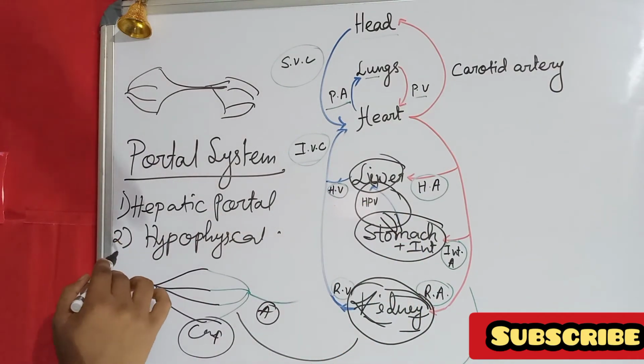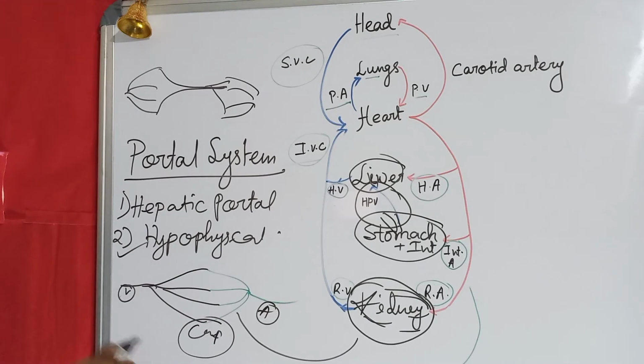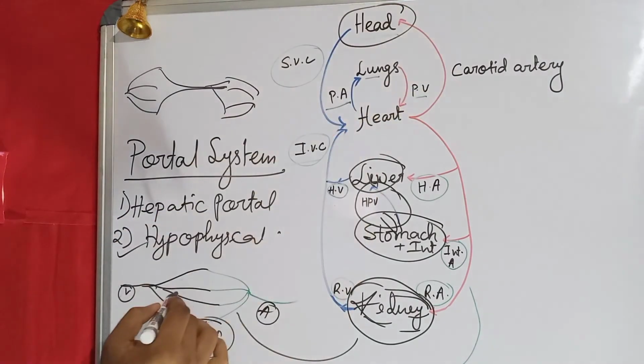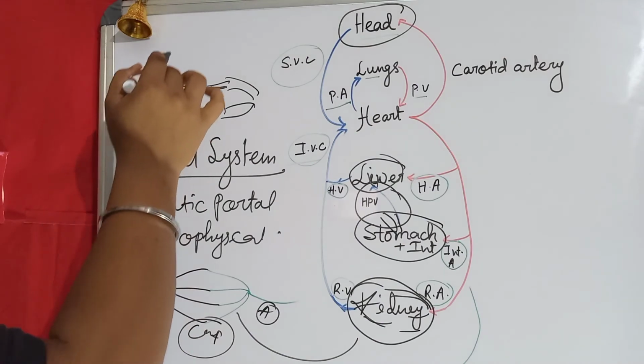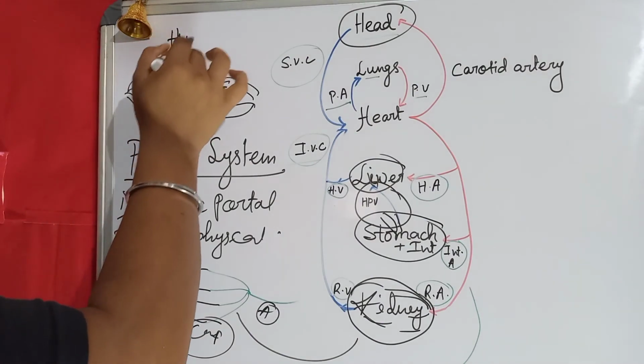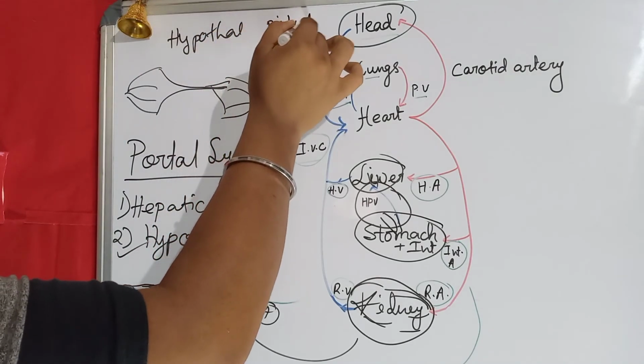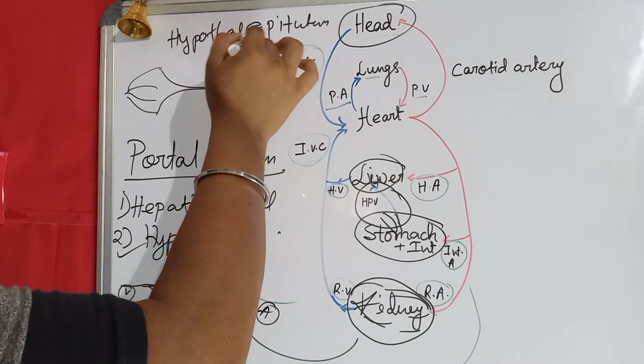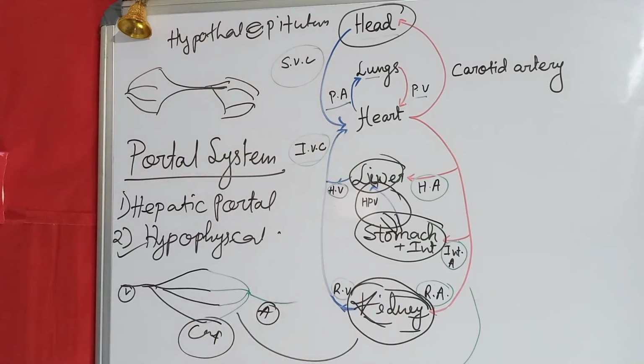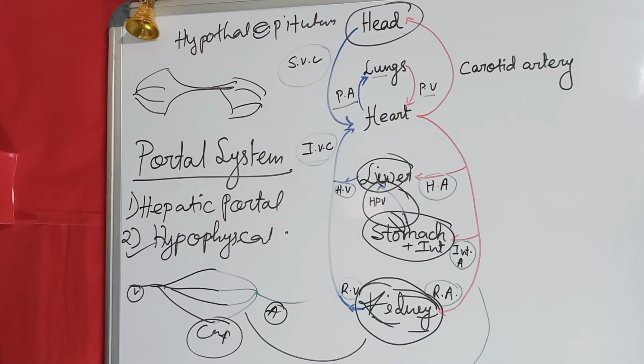Another portal system is the hypophyseal portal system. We can see it in this head region, where it actually takes place, that is between our hypothalamus and pituitary. Same, this kind of relation is in the hypophyseal system. Okay, I hope you have understood this.